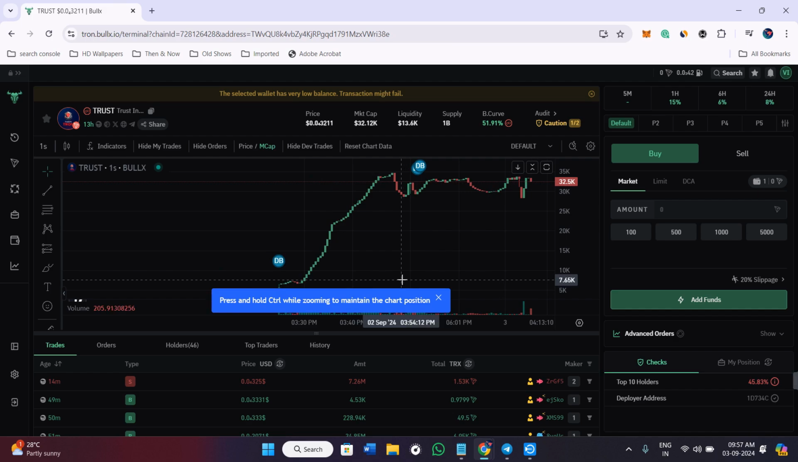So Tron-Vision on Bullx offers a robust and feature-packed platform for trading meme coins, giving you the tools to make smarter, more profitable trades.